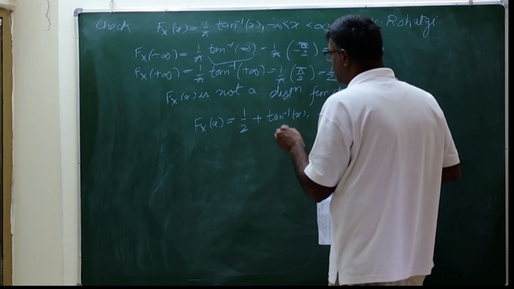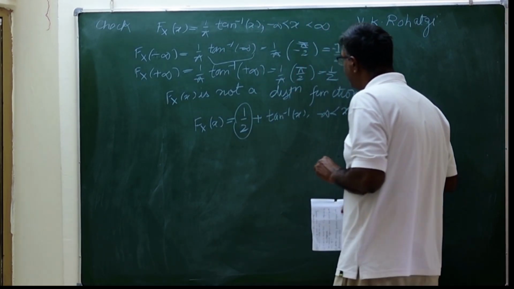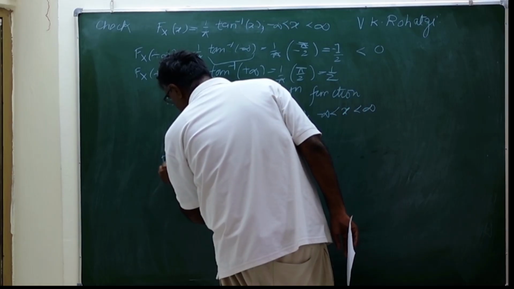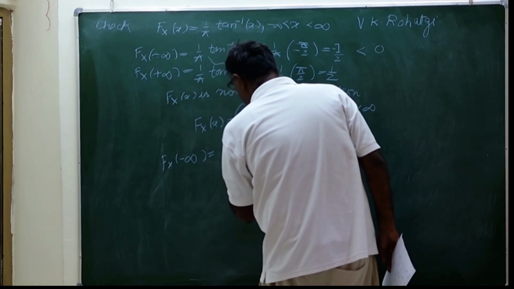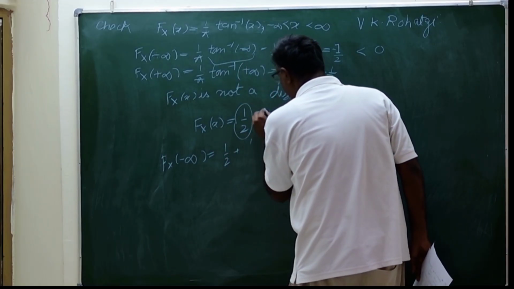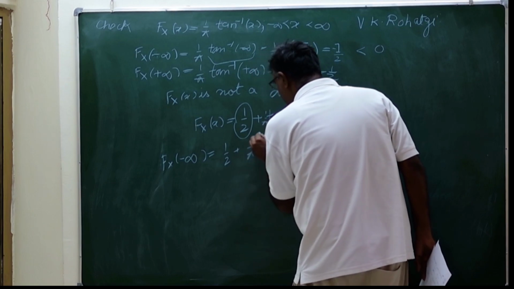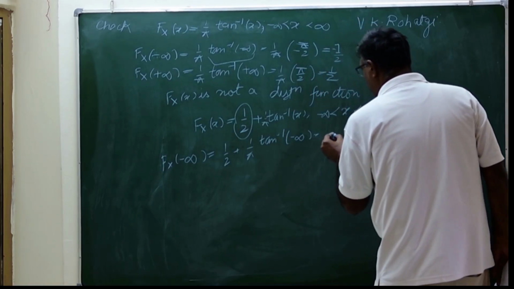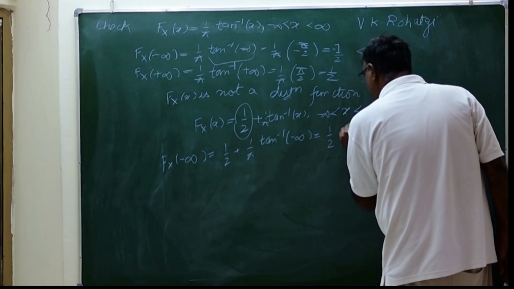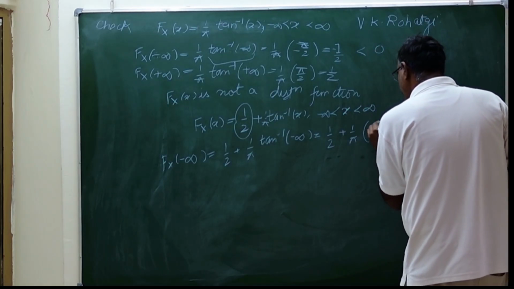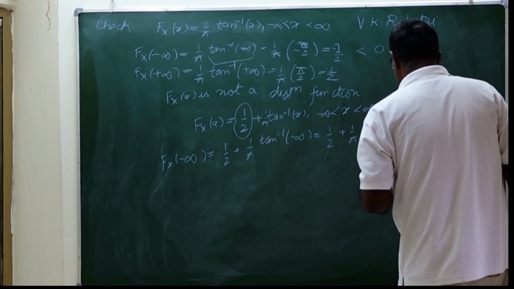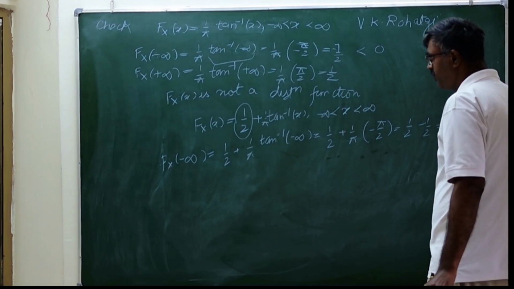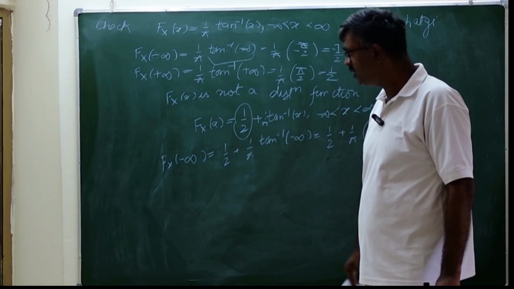So by adding this quantity, this half, we can convert this function into a distribution function. So let's check what is happening at f of x at minus infinity. It is 1 upon 2 plus 1 upon pi tan inverse of minus infinity. So we get 1 upon 2 plus 1 upon pi times minus pi by 2. So it will be 1 by 2 minus 1 by 2, which is 0. So this property is satisfied by adding a constant 1 by 2.